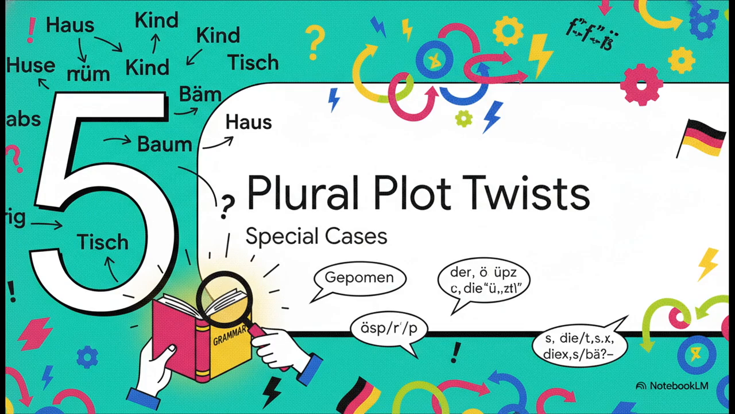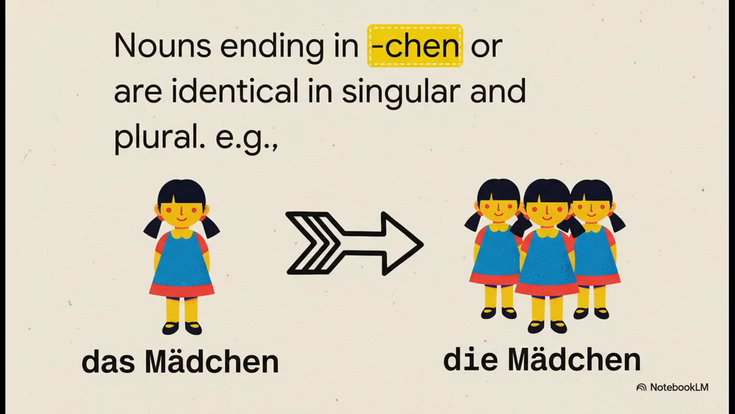But every language needs a few quirks to keep things interesting, right? Let's call them plural plot twists. These are the special cases and exceptions that add a little flavor to German. Now here's a shortcut that you are gonna love. Any noun that ends in chen or lein, the endings that make things small and cute, is always neuter. It always gets a das. And the plural is always identical to the singular. So das Mädchen, the girl, becomes die Mädchen, the girls. The word itself doesn't change a bit.